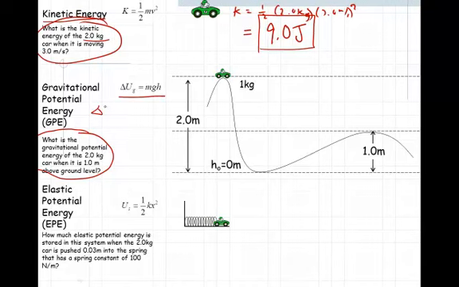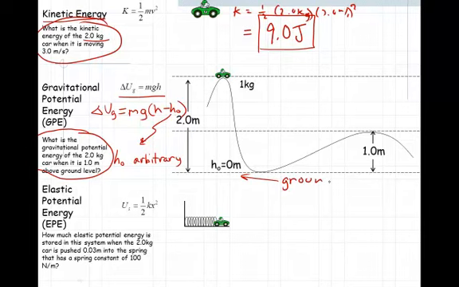Now, this is the equation that's written on your equation sheet, but I really like to think of this equation as written like this. The gravitational potential energy is equal to the mass times acceleration due to gravity times h minus h initial. Now, h initial is completely arbitrary, where we decide to put our h initial. Okay, so that's completely arbitrary. Now, for the most part, we choose h initial to be at ground level, but really it can be anywhere.